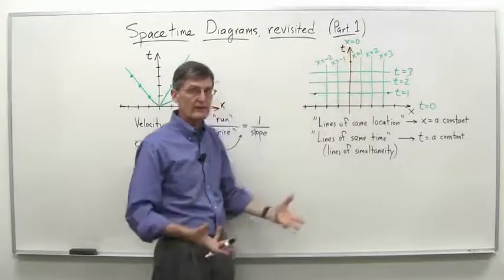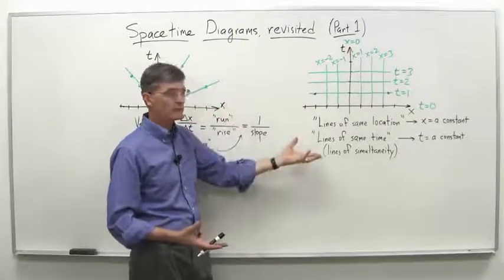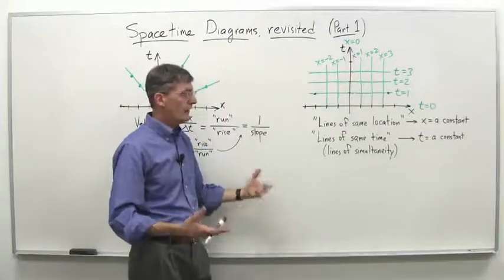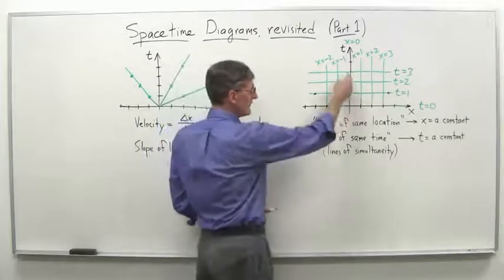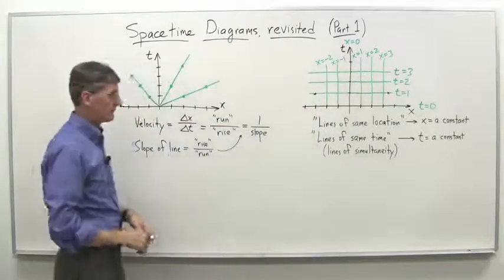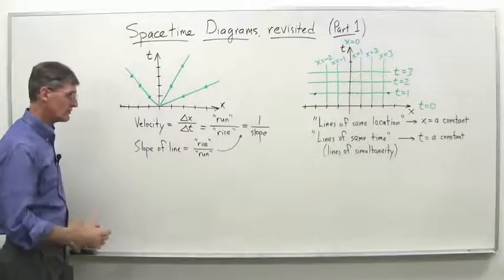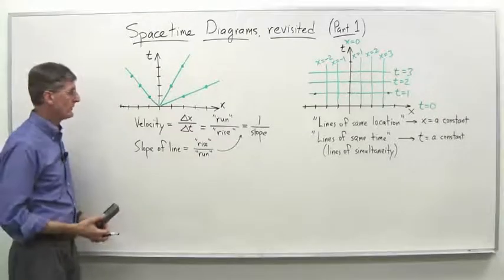So if you have something sitting at the origin in our frame of reference and not moving at all, as time goes on, its world line would just be a vertical line right along the t-axis there. Okay, so lines of same location, lines of simultaneity.